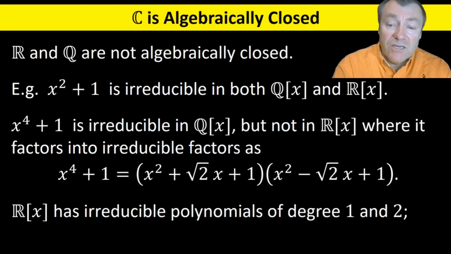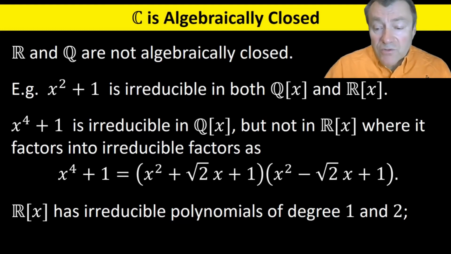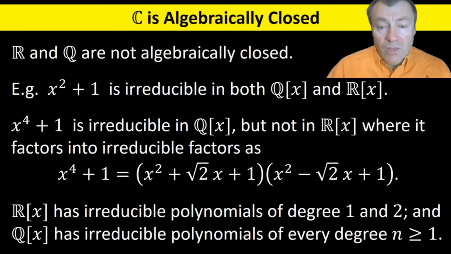And this is just one instance of how the complex numbers simplify our work when trying to work with the real numbers. Over the rational numbers, there are irreducible polynomials of every degree. And once again, an indicator that the rationals are in many ways more complicated than we tend to realize.